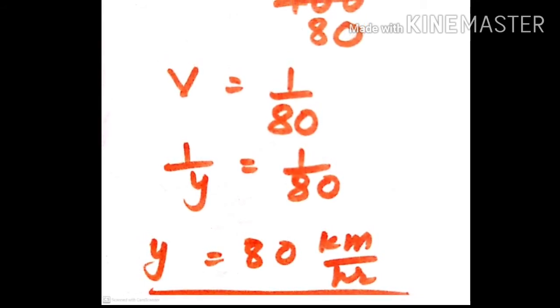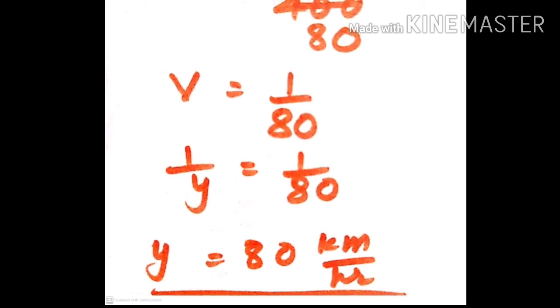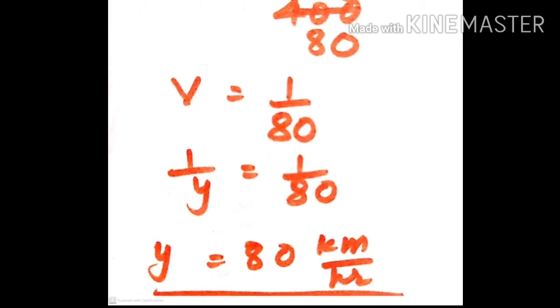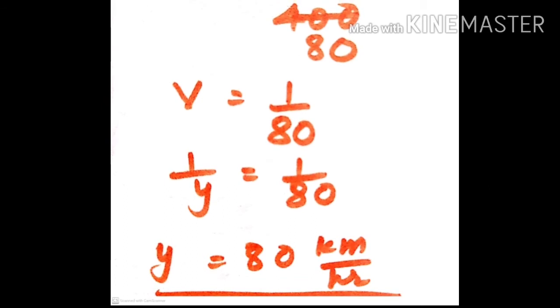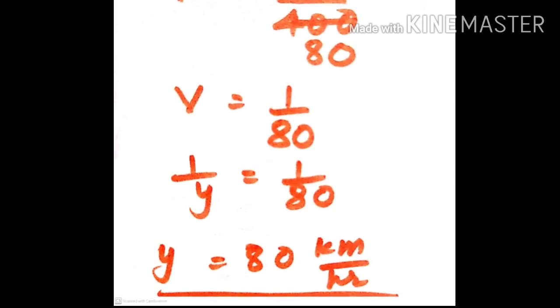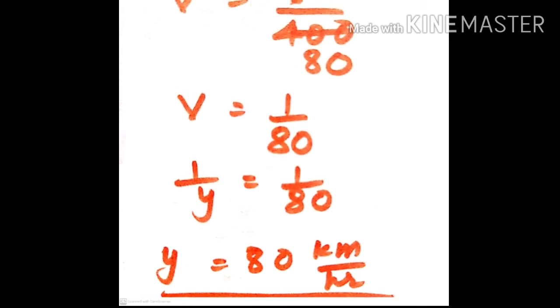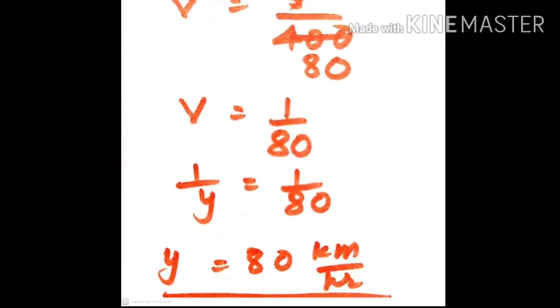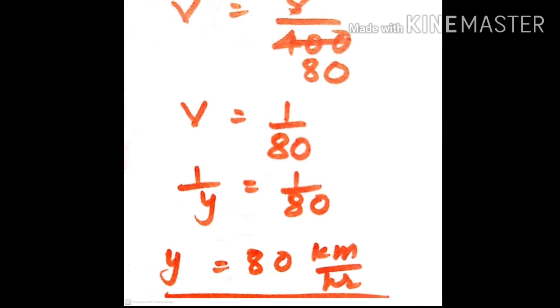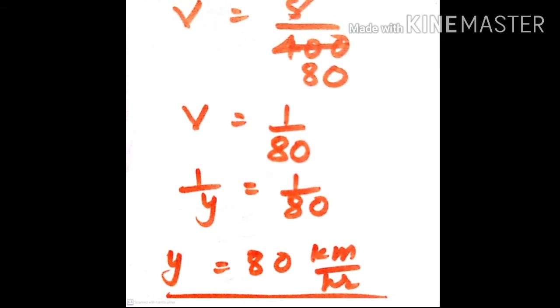So students, likewise you can find both the values. Your x value is 100 km per hour and your y value is 80 km per hour. It means that the speed of the train is 100 km per hour and the speed of the car is 80 km per hour. So we have completed this chapter here, students.